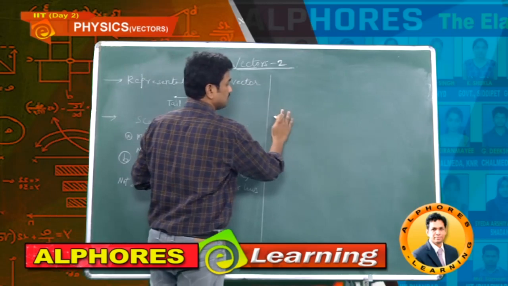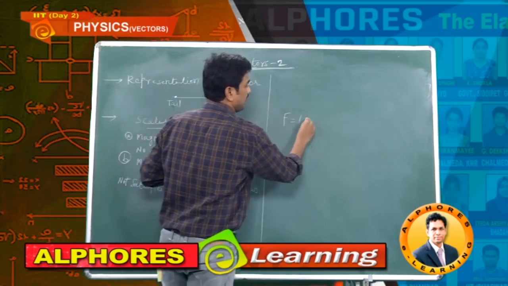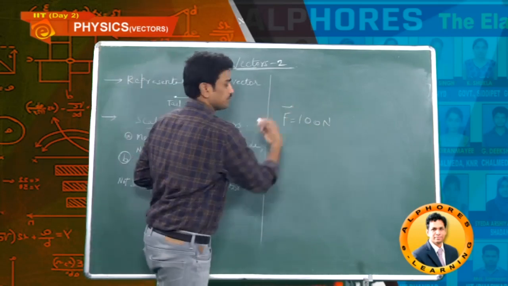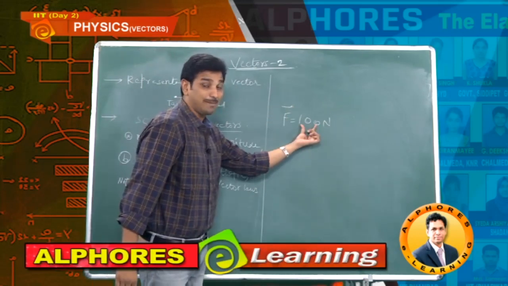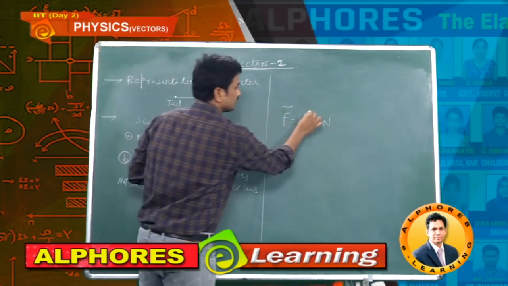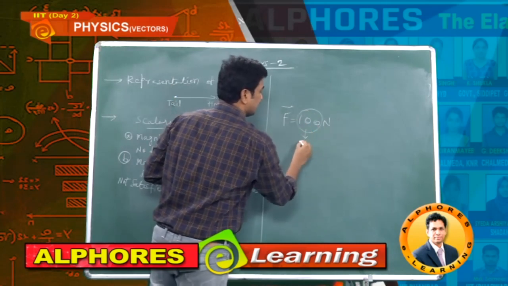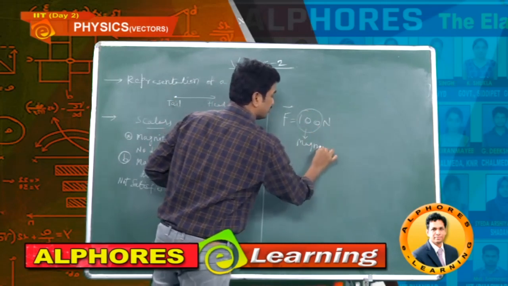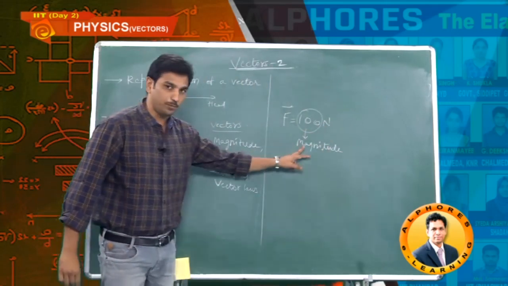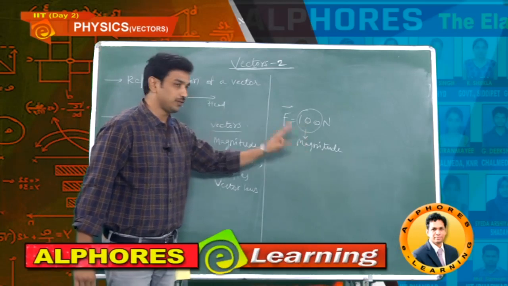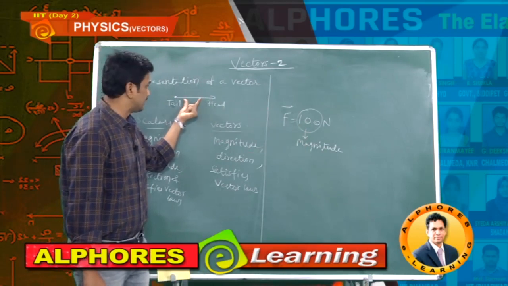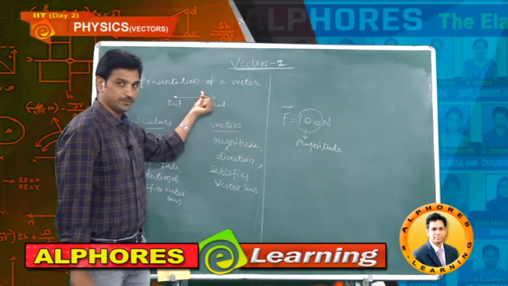Suppose a force of 100 newtons, force is a vector. 100 is the magnitude, this length is the magnitude. So this number is the magnitude. Last class we also discussed this point, it is very important for us. In this geometrical representation of a vector, this length indicates the magnitude.